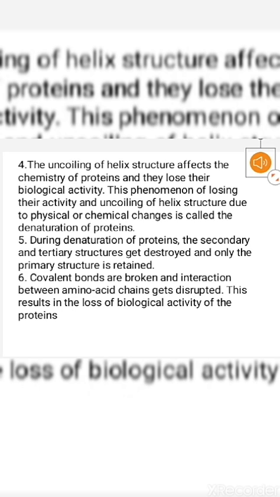Due to change in temperature, pH or in presence of any chemicals, uncoiling takes place. This takes place due to breaking of hydrogen bonding or maybe covalent bonding. Because of this, the biological activities of proteins are affected. That is known as denaturation. By this denaturation, mostly the structure is converted into primary, which is the most unstable structure of the protein.